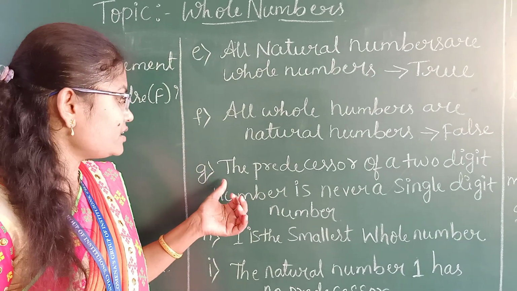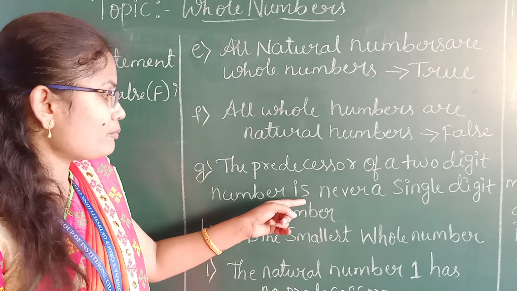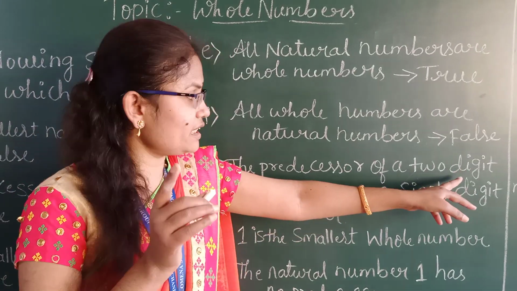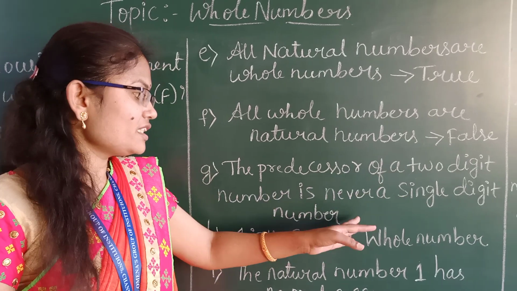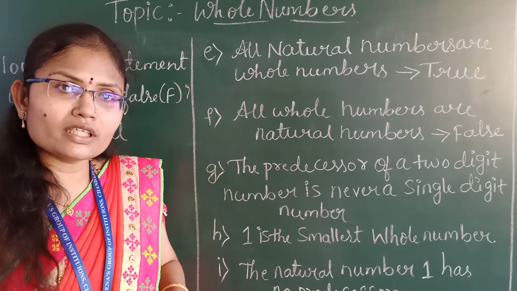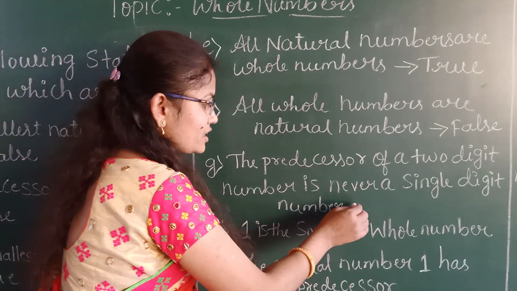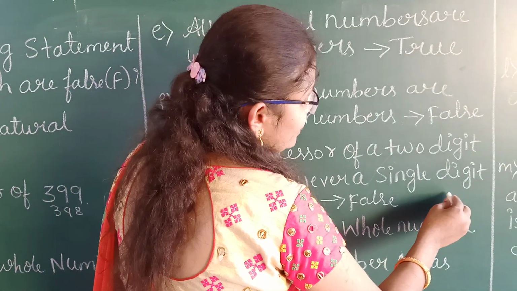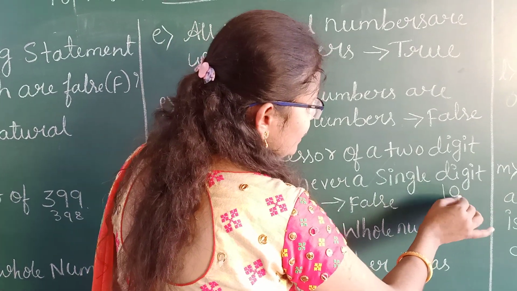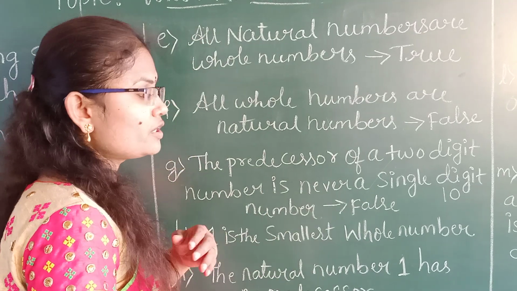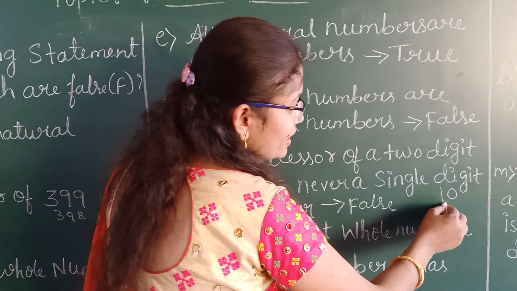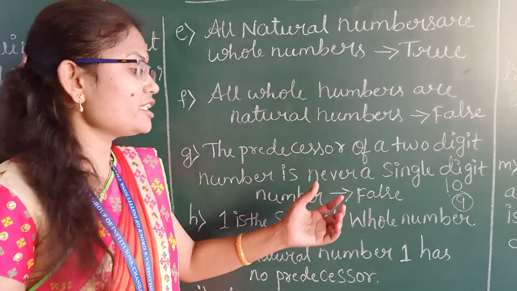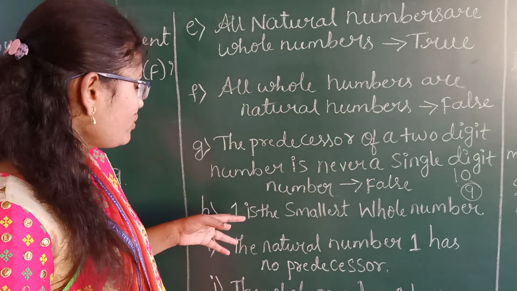Next we will move on to statement G. The predecessor of a 2-digit number is never a single-digit number. Is it correct? It is false. Why? For example, 10 is a 2-digit number. The predecessor of 10 is 9, but 9 is a single-digit number. So this statement is false.